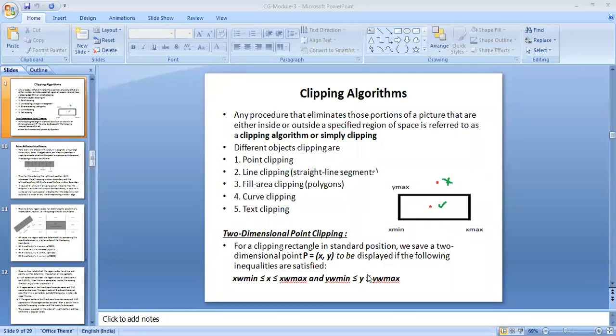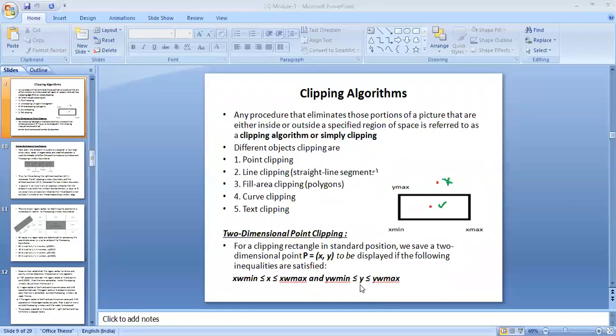On the same lines, coming to the y coordinate of the point, this is y min and this is y max. For the y coordinate also I can write the constraint: if the y coordinate of the point is greater than y min and less than y max.